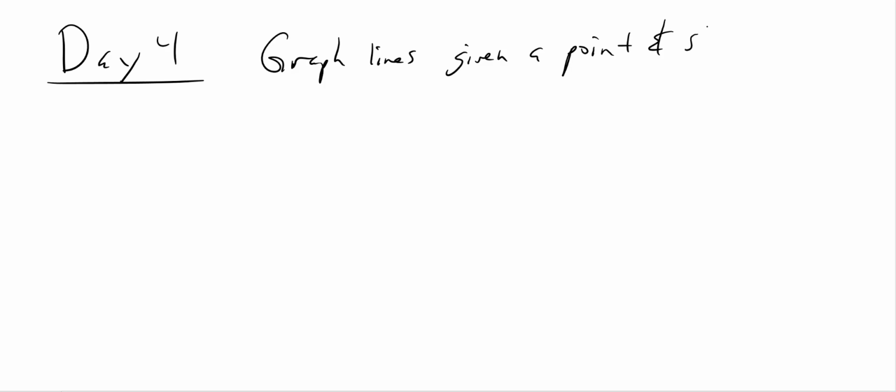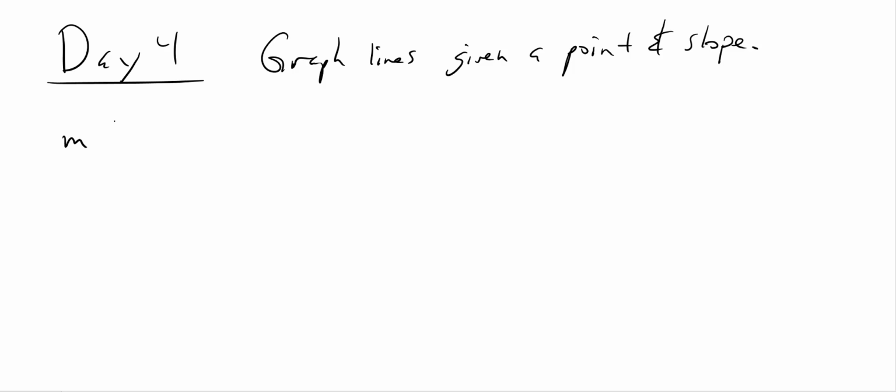All right, so we've talked about plotting some points, plotting to get x and y intercepts. So now what we're going to do is graph lines given a point and a slope. Okay, so again, we're going to graph lines given a point and a slope. Let me just start out with the problem.